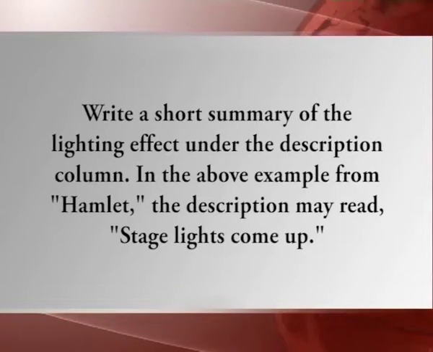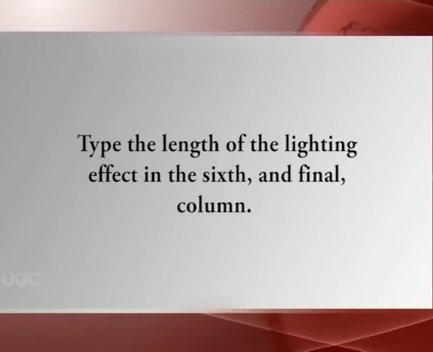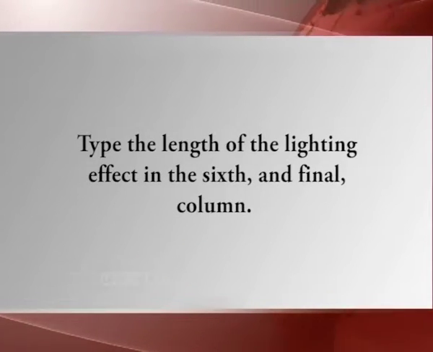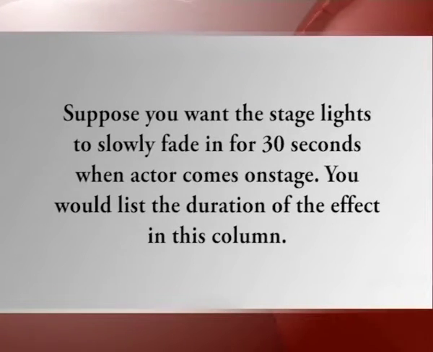Fifth, you should write a short summary of the lighting effect under the description column. In the above example from Hamlet, the description may read stage lights come up. Sixth, type the length of the lighting effect in the sixth and final column. Suppose you want the stage lights to slowly fade in for 30 seconds when the actor comes on stage. You would list the duration of the effect in this column.